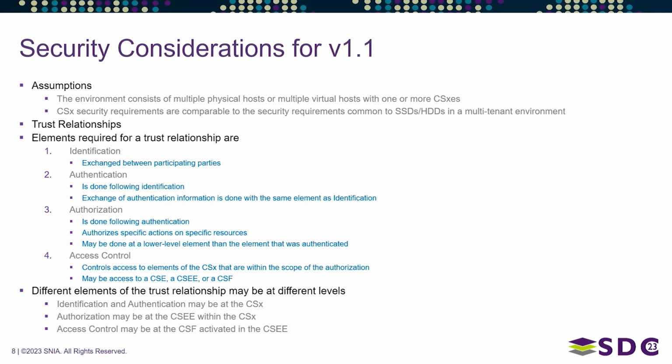So in order to add these new capabilities, we now have to have trust relationships, common in the security world for sure. And so the elements that are required for that trust relationship. So first of all, we have to have identification. So what's your username? Right? And it's going to be exchanged with the participating parties.